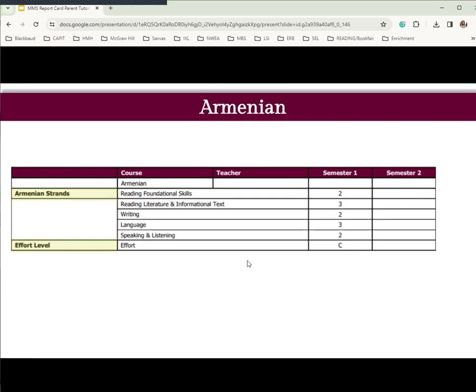A student can be struggling in Armenian, for example, in writing and speaking, but can be putting in a lot of effort. So we definitely want to show that, or the other way around. A student can be thriving and really striving in certain content areas, but puts in minimal effort. So that's something to highlight.